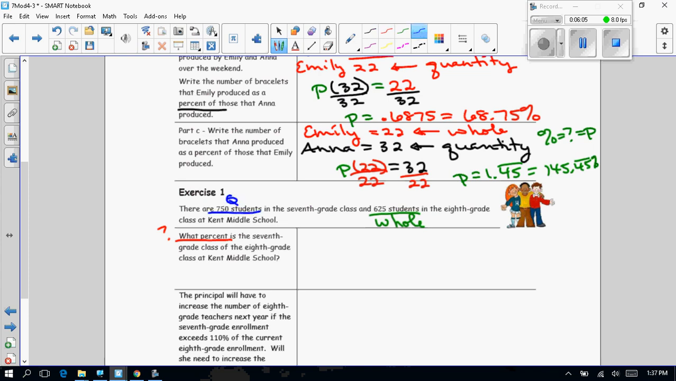All right. Next part of it says the principal will have to increase the number of 8th grade teachers next year if the 7th grade enrollment exceeds 110% of the current 8th grade enrollment. Will she need to increase the number of teachers? All right. At this point now, I want you guys to hit pause and see what you get and compare your answer with me in a moment.